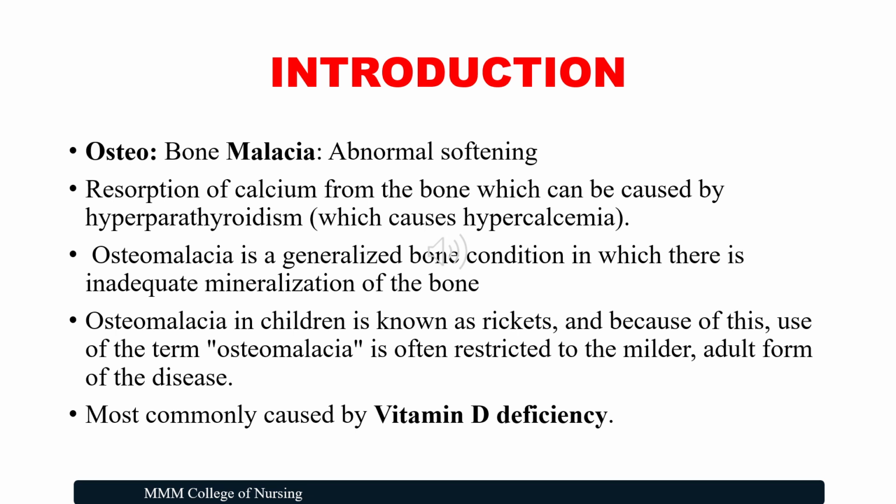Introduction. Osteo means bone, malacia means the abnormal softening. So the resorption of calcium from the bone, which can be caused due to the increased level of parathyroid hormone, that is the hyperparathyroidism, which leads to hypercalcemia. So osteomalacia is a generalized bone condition where the inadequate mineralization of bone occurs. In children, osteomalacia is referred to as rickets. In adults, we call it osteomalacia. It is most commonly caused due to vitamin D deficiency.